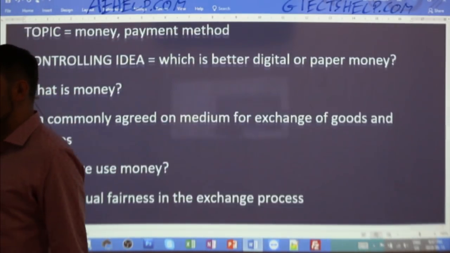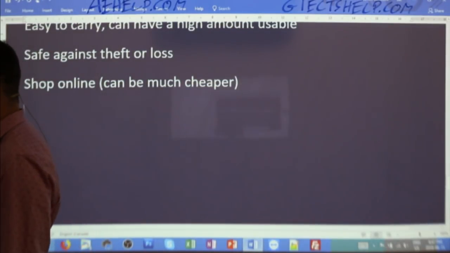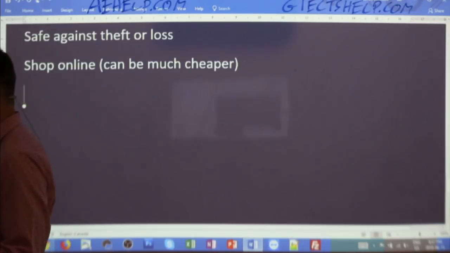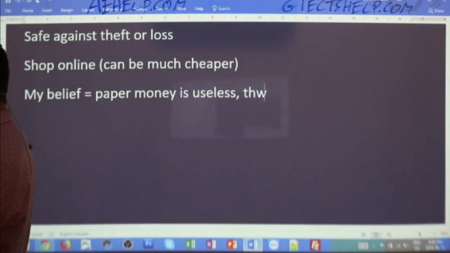And of course, we need to explain our idea of why we could just do away with paper money and switch the world to digital currency. So my belief is paper money is useless. The world should be just digital cash.